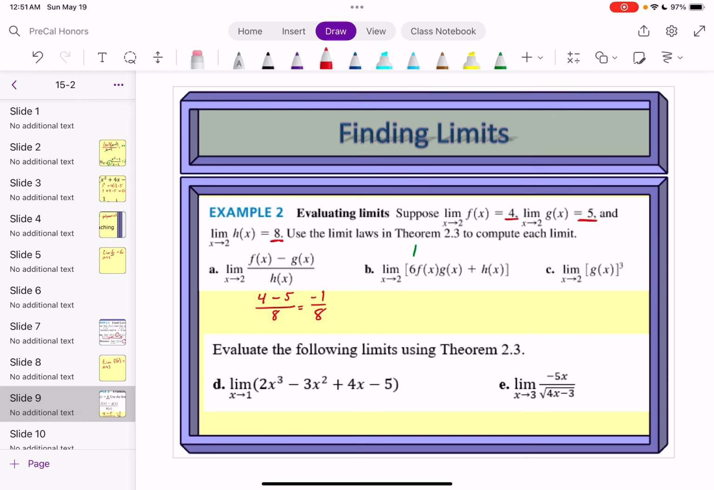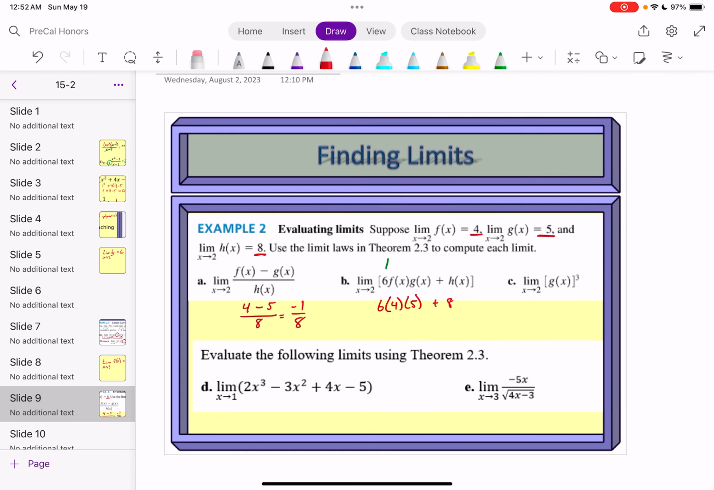The same thing is going to occur with b. Notice here we have a constant that we're multiplying against for f of x and g of x. This will not change anything, so 6 times our f of x, which is 4, minus 4 times g of x, which is 5, plus 8. So 4 times 5 is 20, times 6 is 120, plus 8 is 128 as a final answer.